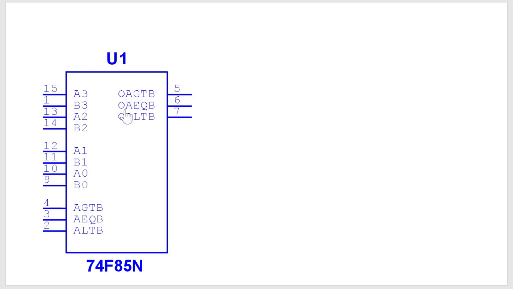O means output side. And these pins 2, 3, 4 are the cascading inputs. First one is A greater than B, A equals to B, A less than B. Now we need to know how your output ports will be a function of both the input bits as well as the cascading input. We are supposed to write the expression for that.